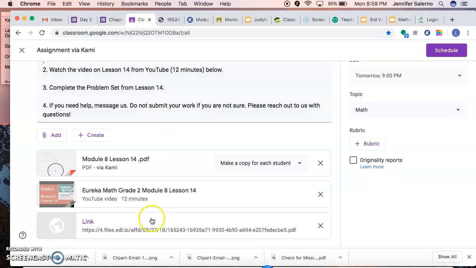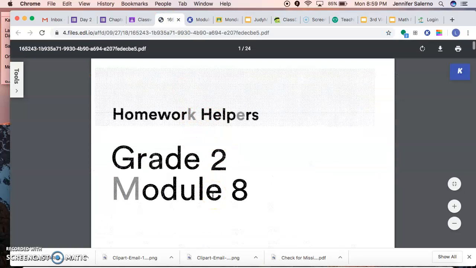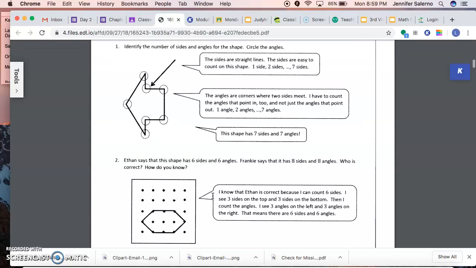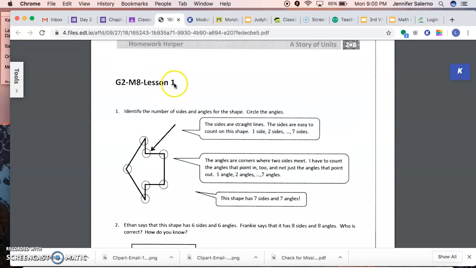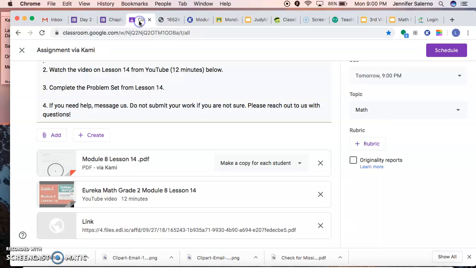Now, another thing I put is a link. When you click it, it's going to take you to all the homework helpers in module 8. You're just going to scroll through. And when you get to where it says lesson 14, it's just another resource like I always put in to help you with the lesson today if you need it, okay? So I just wanted to make sure that you understood that that's what this link is. It will take you to all the homework helpers and you would just go to the lesson 14, okay?